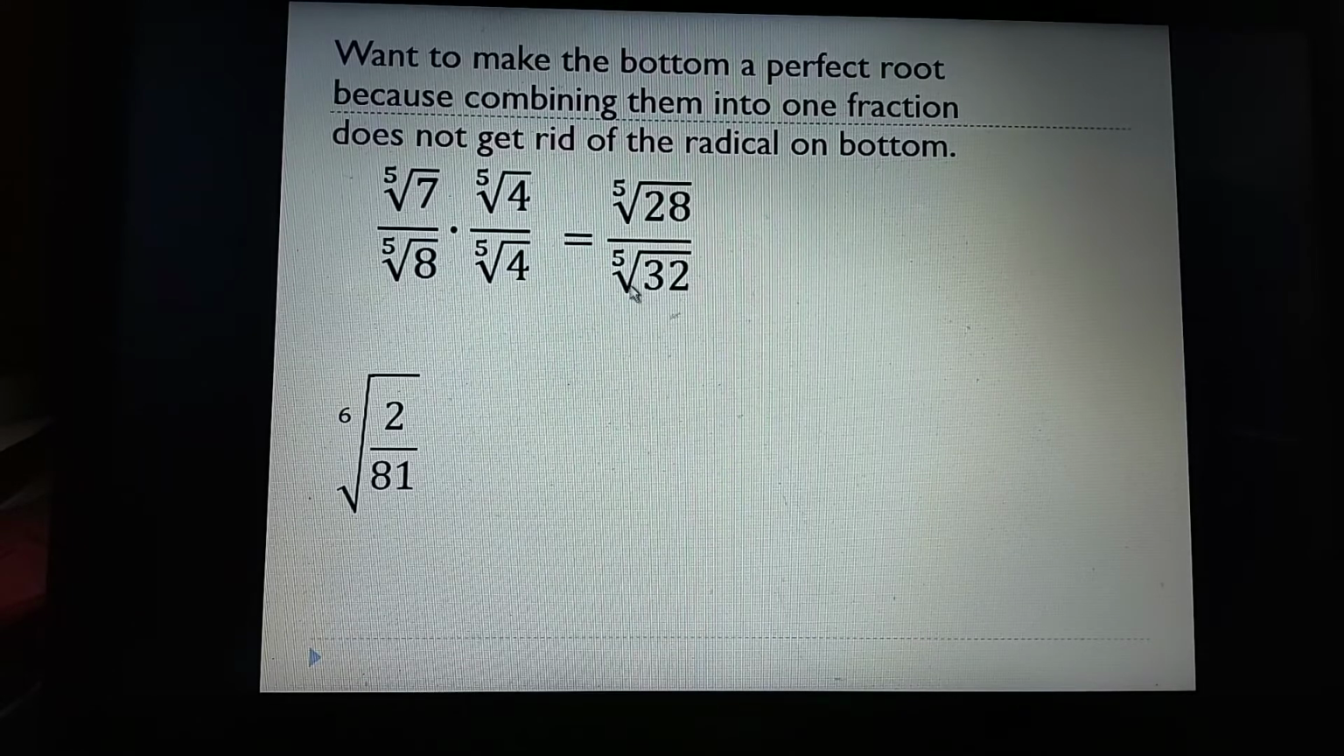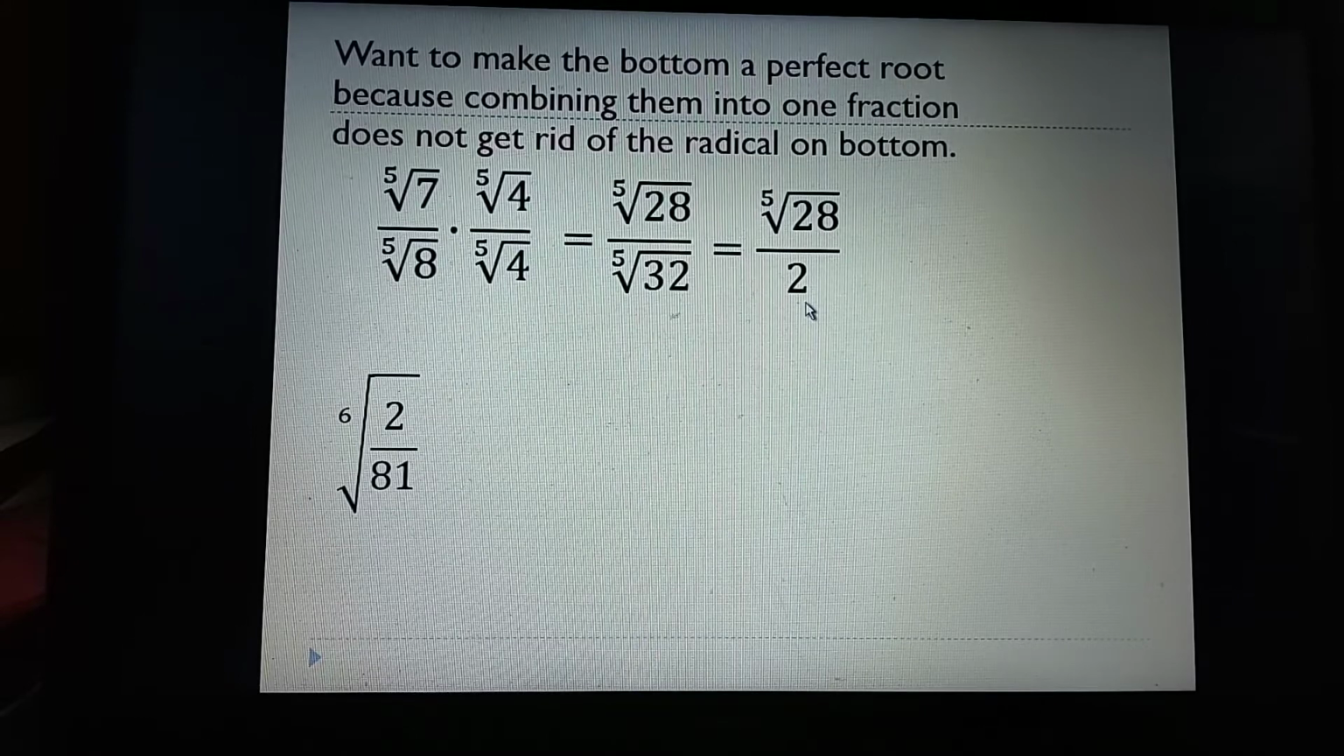Now I like this because the 5th root of 32 is on my list, and the 5th root of 32 is 2. So now my bottom is a whole number. It doesn't have a radical in it.